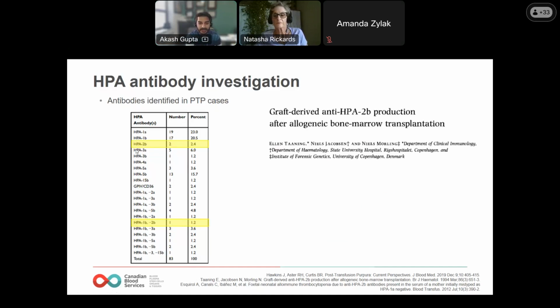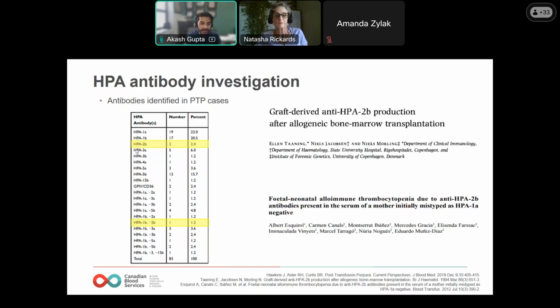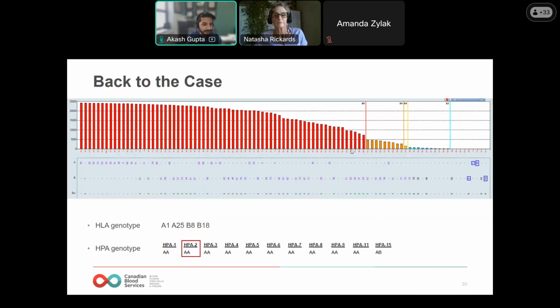There's also a case report that talked about anti-HPA2B causing refractoriness post-marrow transplant. So there's a question of maybe there's some clinical significance there. And then here was a case of FNAIT due to anti-HPA2B, with an additional twist: they initially misinterpreted it and thought it was an anti-1A, but it ended up being the anti-2B that was causing FNAIT. So maybe this antibody is clinically significant, and ideally, if we can avoid it by providing 2A2A donors, that would be better for the patient.